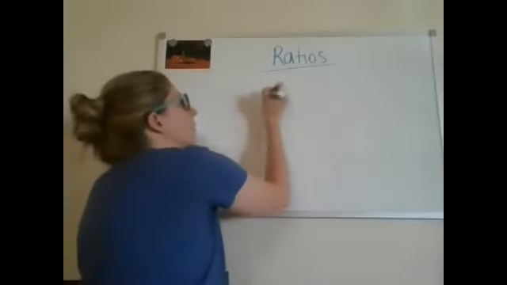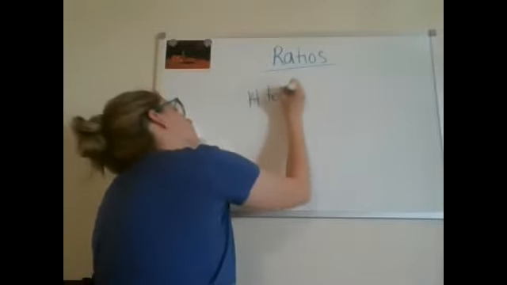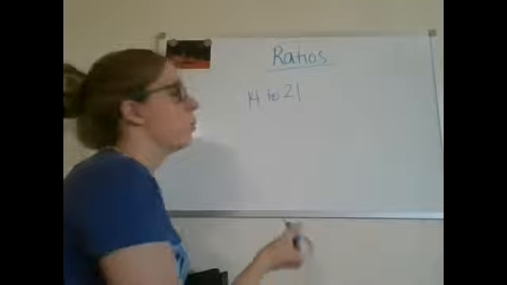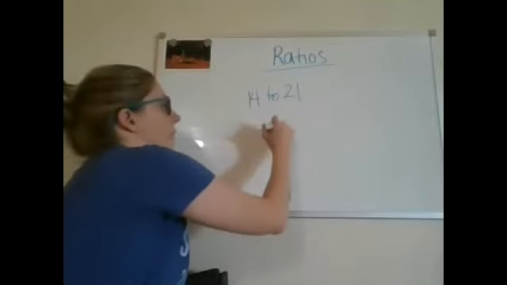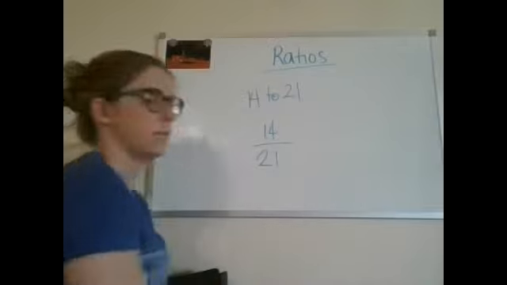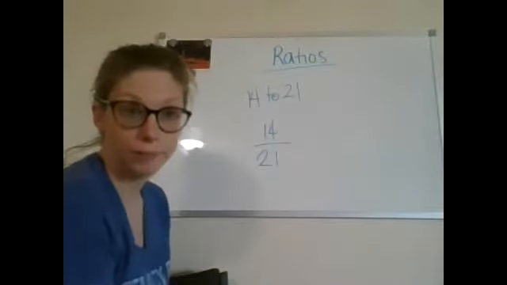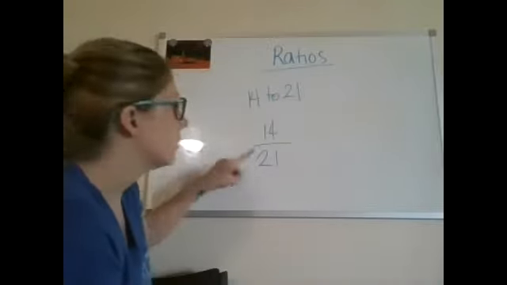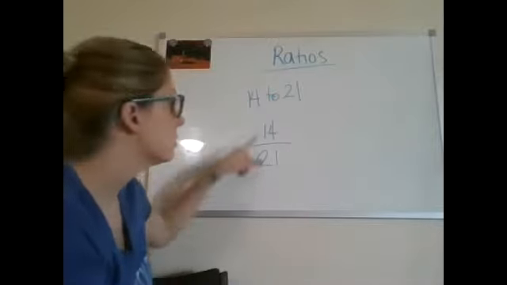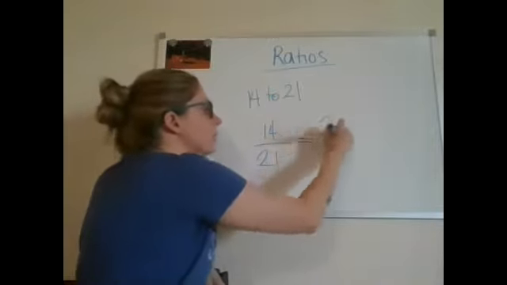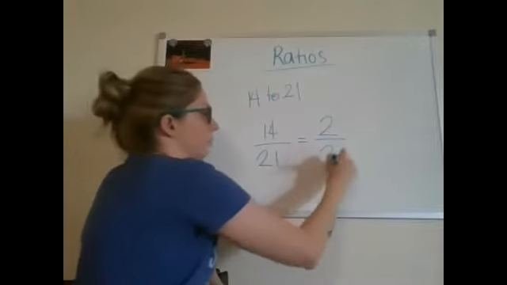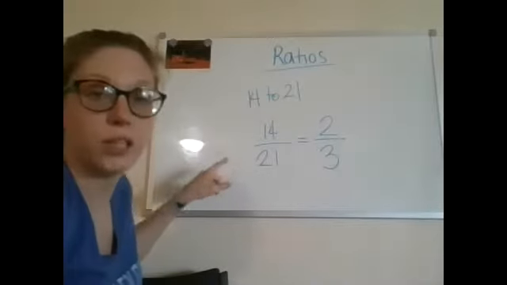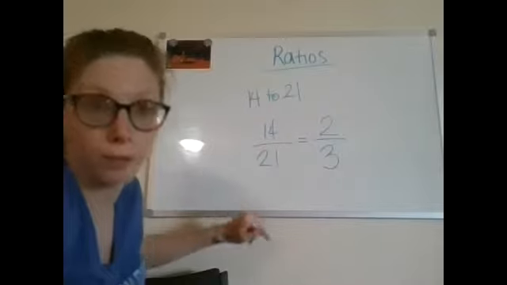So the first one is if I just write 14 to 21, and I ask you to write that ratio as a fraction. So the first number that we start with is always our numerator. The second one is always the denominator. So this would be 14 over 21. And this is perfectly fine just like this. However, you can simplify it. 7 will go into both of these numbers. 7 goes into 14 twice. 7 goes into 21 3 times. So the ratio as a fraction here would be 14 over 21 or 2 over 3.